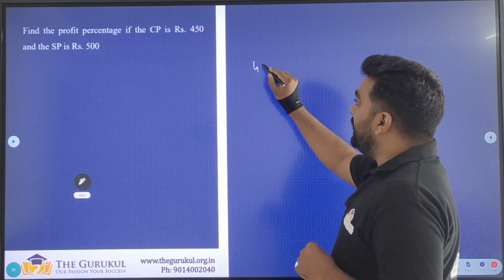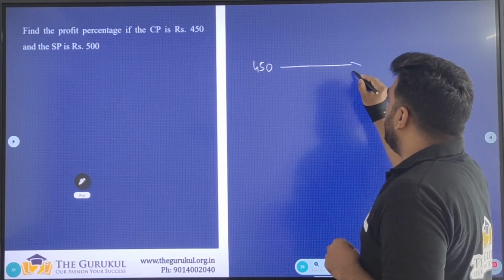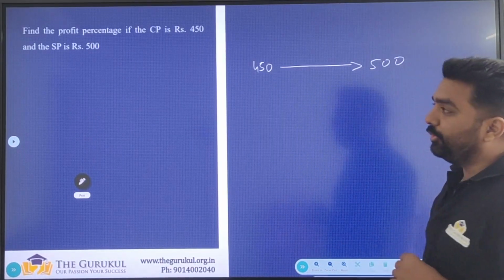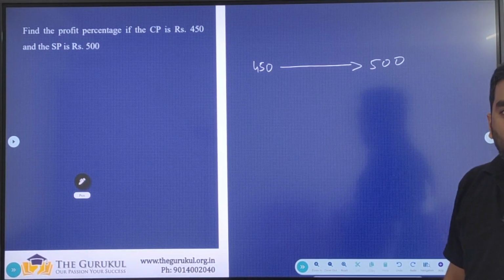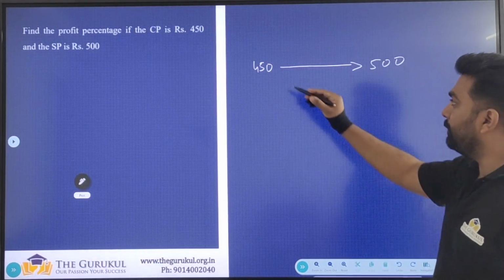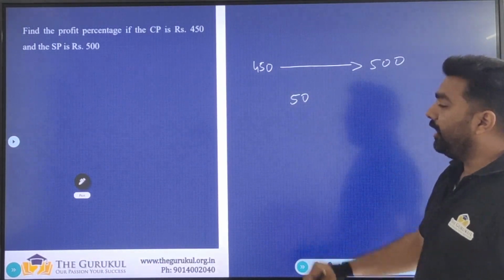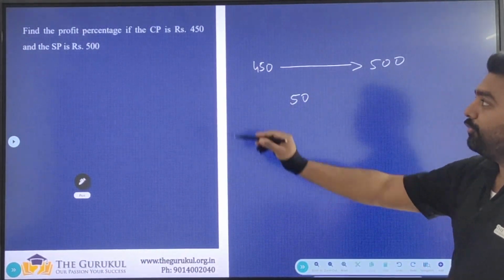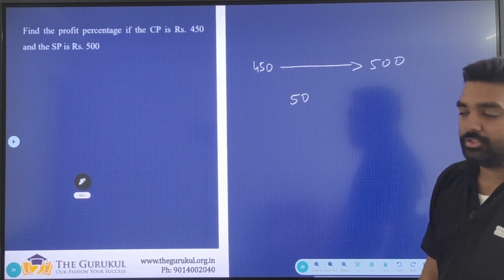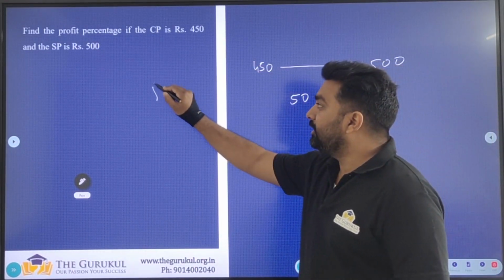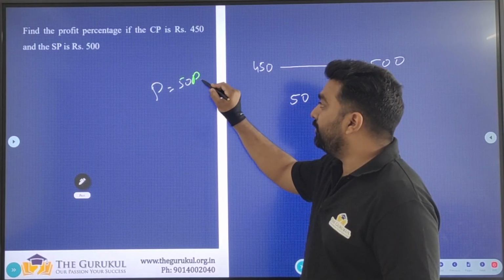So I purchased for 450 rupees. I sold for 500 rupees. Will I get profit or loss? Obviously I'll get profit. How much profit? I got 50 rupees profit. Find the profit percentage. I know profit in terms of rupees is 50.